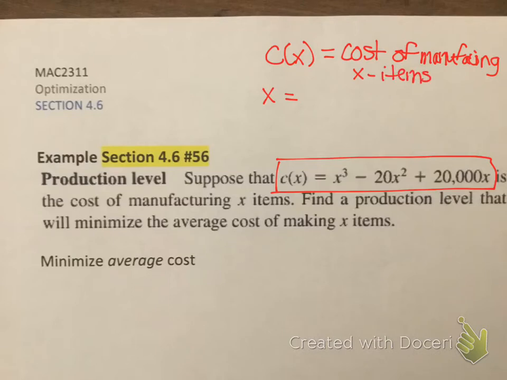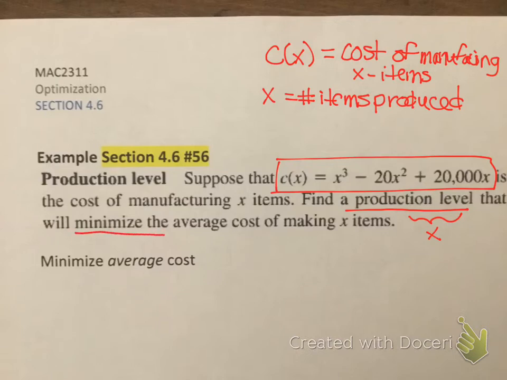So x is the number of items produced. So that's one of the things we know. And there's really nothing else we're told in the first sentence. We are supposed to find a production level, so that means a number, x. What is it? That will minimize the average cost.